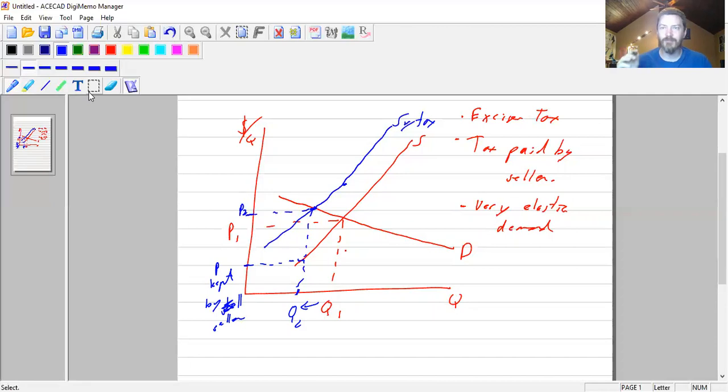This graph is just the same as what we drew before. It's just I incorporated a pretty flat, a pretty elastic, a pretty responsive demand curve. So this is what I want you to do. I'm only going to draw this one. I want you to go on your own and draw this one as well. Draw an elastic demand curve, but also draw an inelastic demand curve.